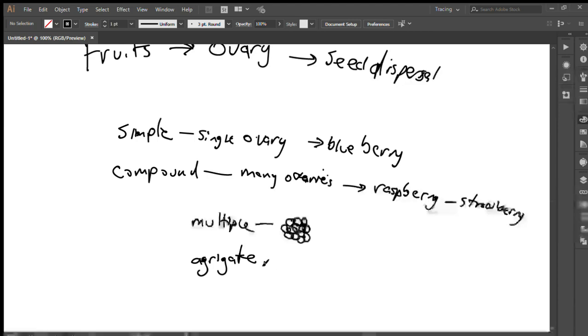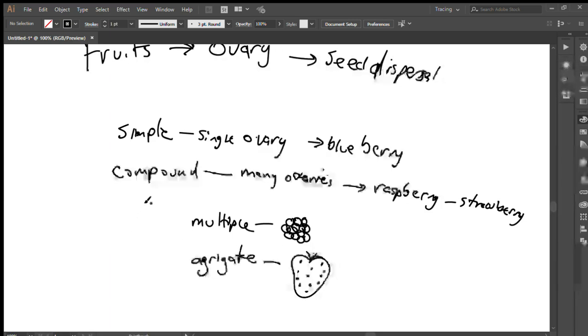An aggregate fruit, strawberry. If you've ever looked at a strawberry, it's got lots of seeds all over it. Well, each one of those seeds came from a single ovary. And as the strawberry ripened and matured, the ovaries grew together to make what's called an aggregate fruit. Another example of that is pineapple. Pineapple is a similar type of fruit.